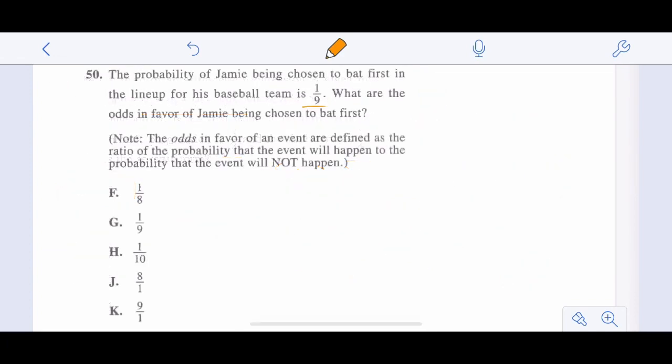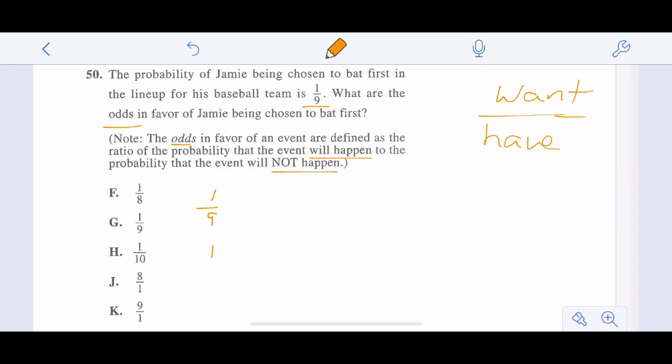The likelihood is 1/9. So probability is what you want to happen over the opportunities you have for it to happen. So Jamie has a 1/9 chance it will happen. What are the odds? So odds are expressed differently. So odds are, and it actually tells this, the odds in favor of an event are defined as the ratio of the probability that the event will happen to the probability it will not happen. So his likelihood that he will bat first is 1/9, right?